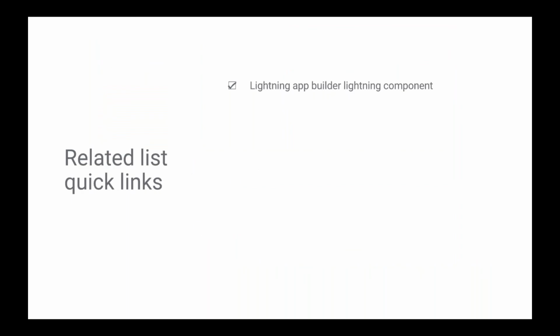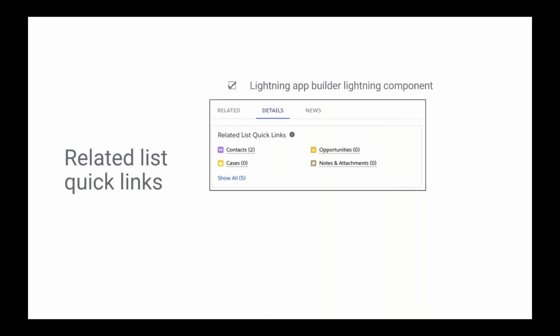There's a new Lightning component for the Lightning App Builder, which displays quick links for a record's related lists. So again, something that should be familiar from Classic. Here I've added this to the Details tab for a record, and it shows brief details of the top related lists. So I've got 2 contacts, no cases, no opportunities. I've got a show all link, so I can click that and see all of the high-level details of all of the related lists.